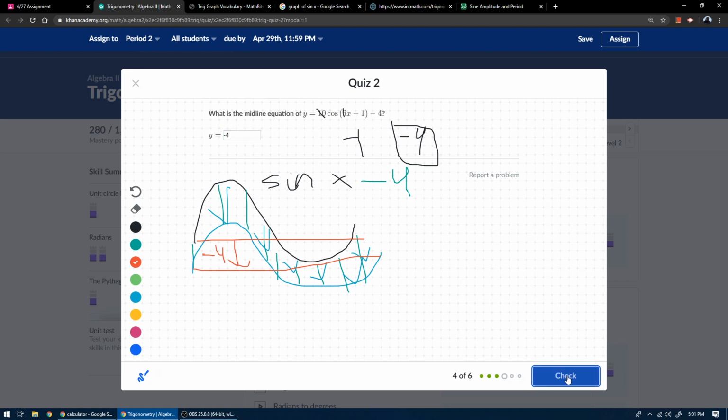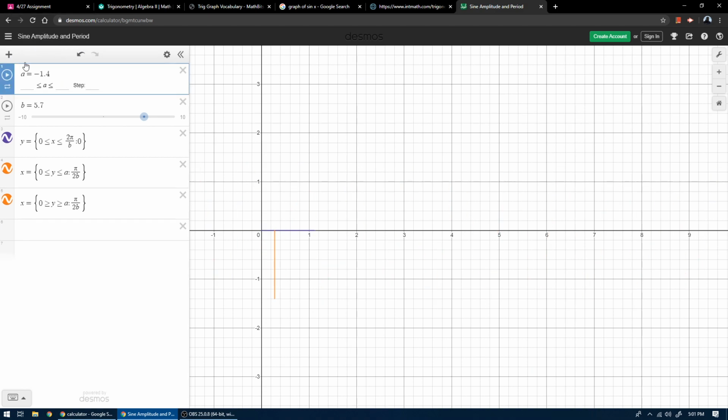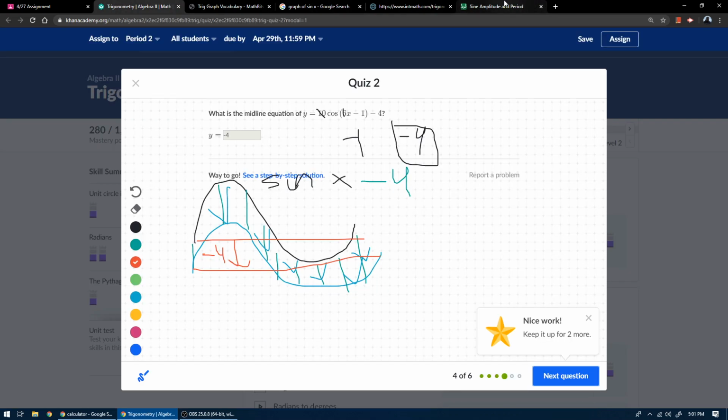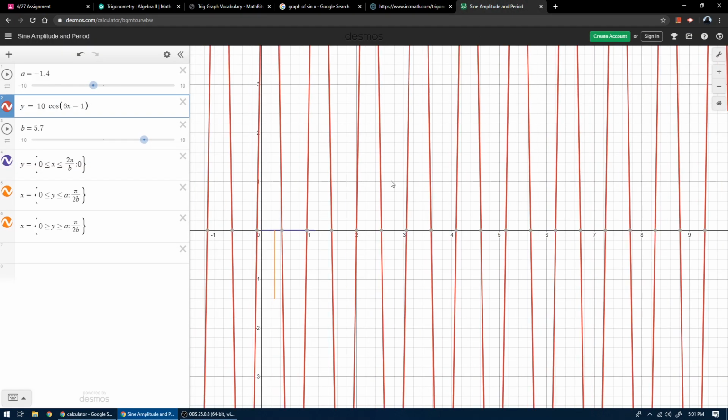That's -4. Now, if that doesn't make a lot of sense, here's a way you can kind of cheat by using Desmos, right? If I just want an expression, y equals 10 cosine of 6x minus 1 minus 4.